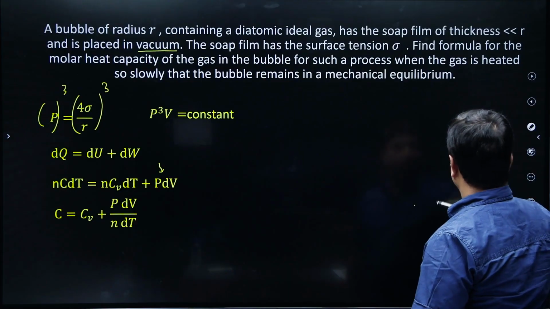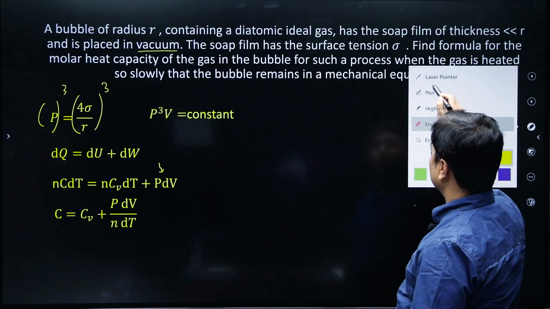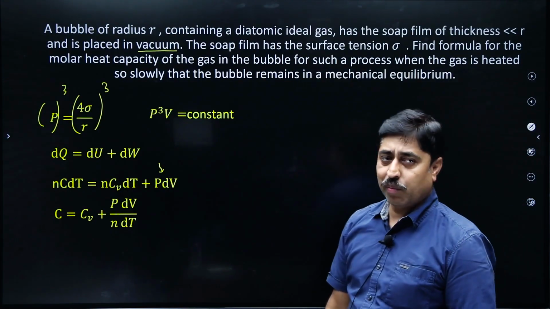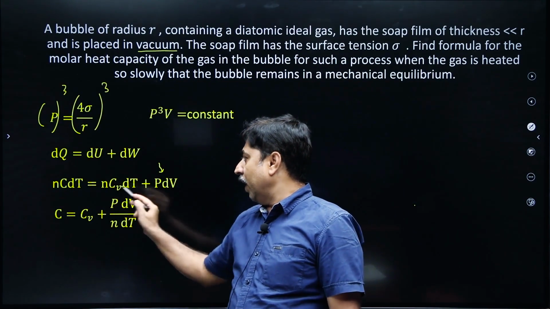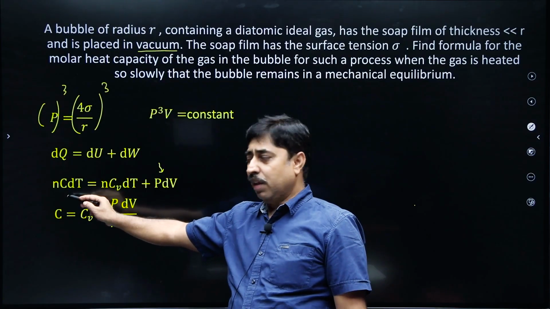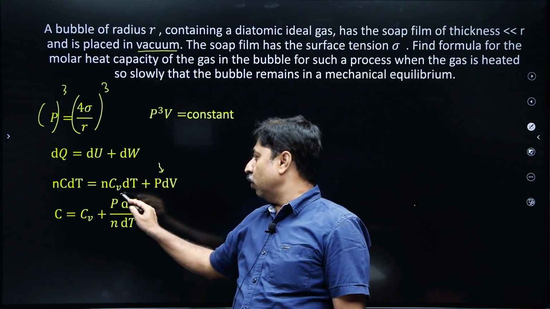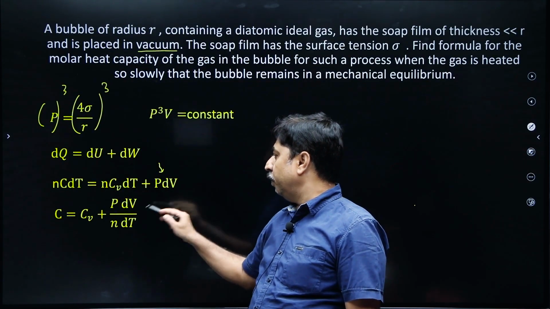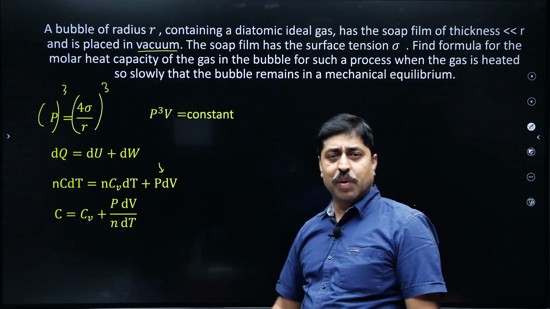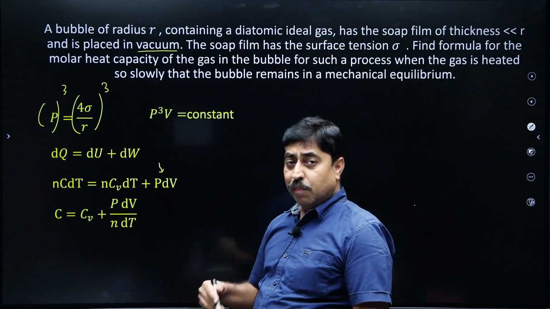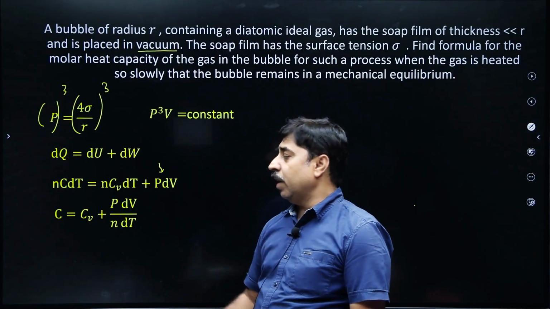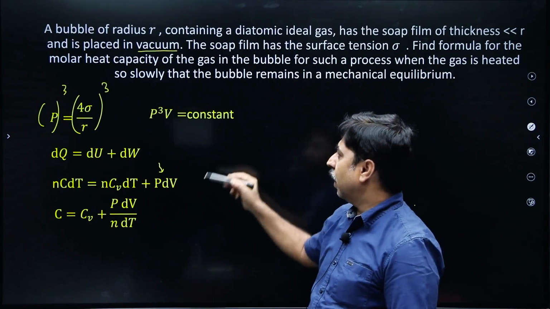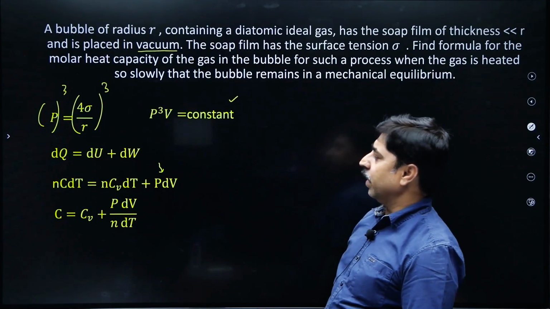If you can still do it, do it now. Let me quickly show you the solution to this question here. So now the next step is I have divided this by dT, and this becomes C is equal to Cv plus P dV by n dT. Just simple manipulation. Now my necessary step is to find dV by dT in some way, and now I have got this relationship, so it is very easy.